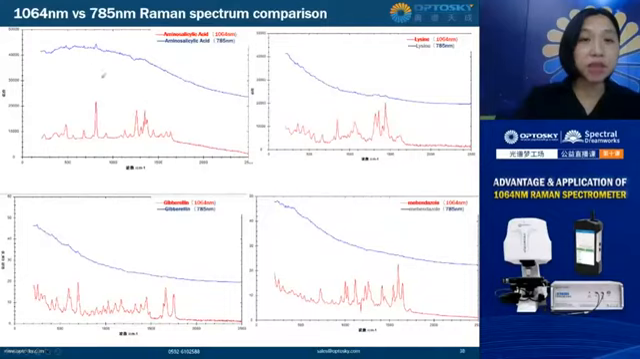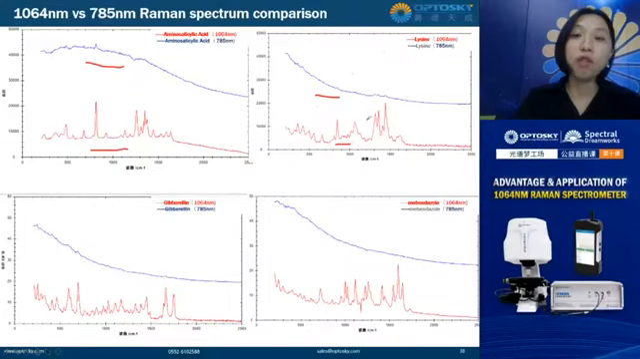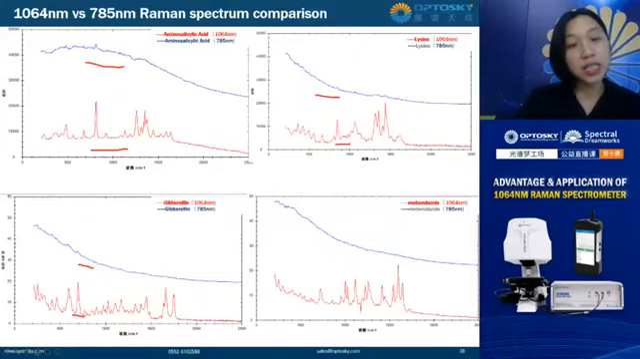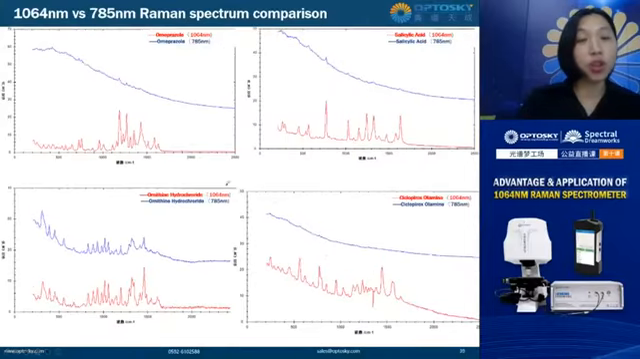Next we are going to introduce some spectra. Silicic acid: if you use 785, no signals; use the 1064, very good signal. Lysine: 785, no signal, and 1064, very good signal. Gibberellin: 785, no signal, and 1064 with a very distinct signal. Mebendazole: 785, no signal, and 1064, very good signal.